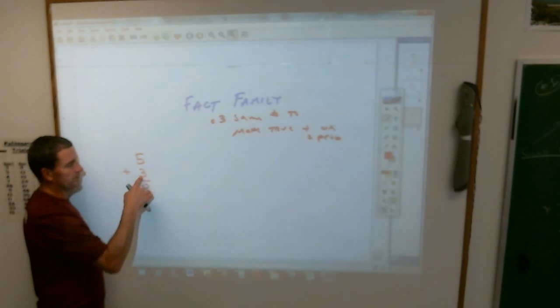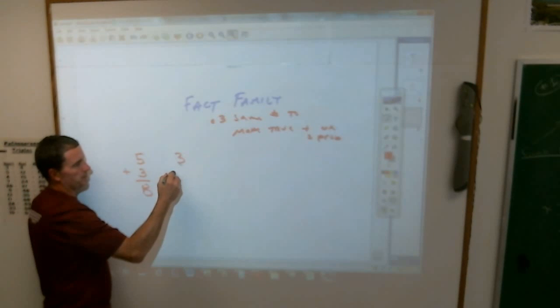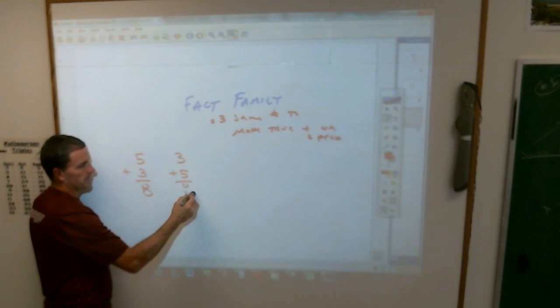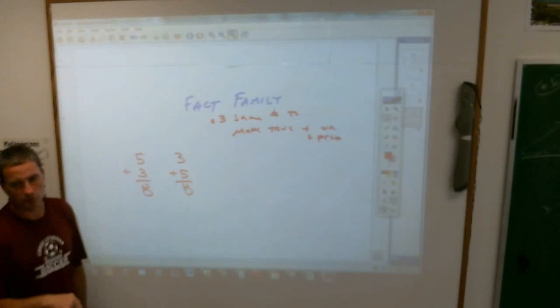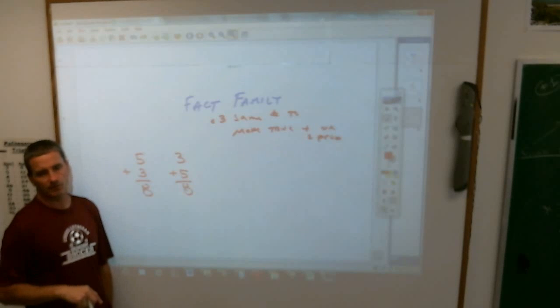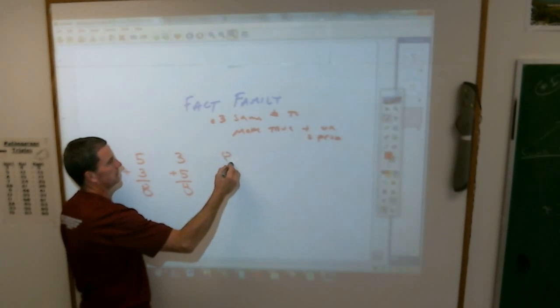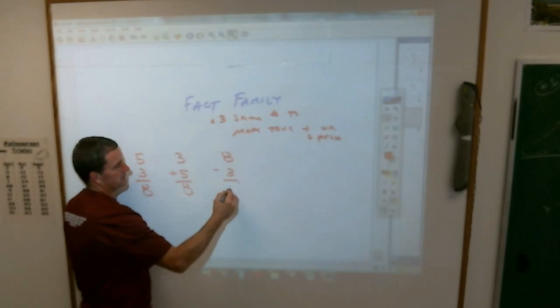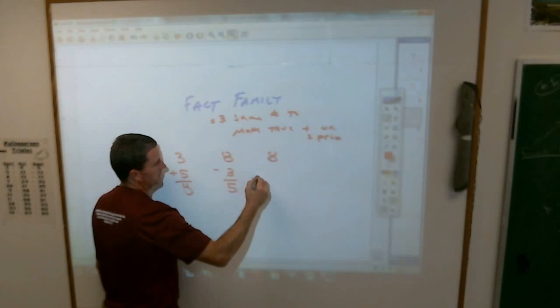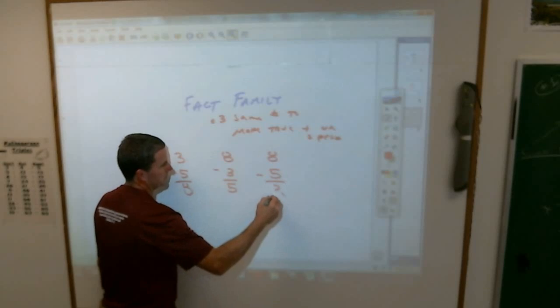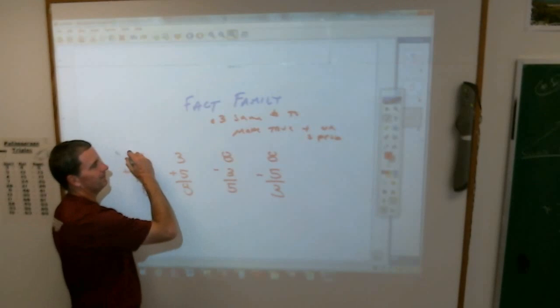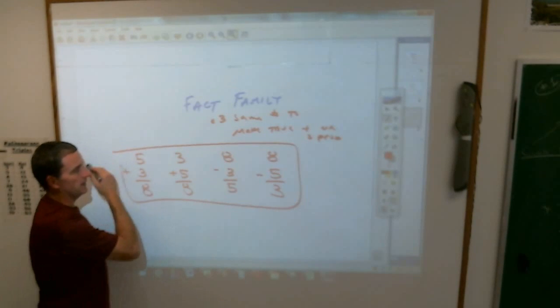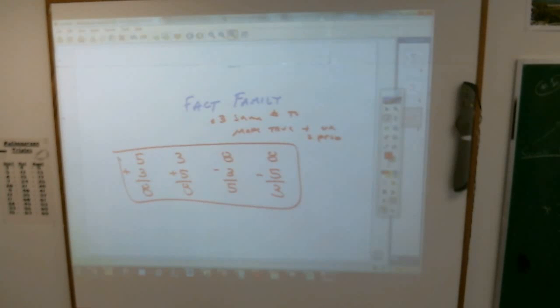For example, not only is 5 plus 3 8, but 3 plus 5 is 8. I can make 2 addition and 2 subtraction facts. What are the 2 subtraction facts? Well, either 8 minus 5 equals 3 or 8 minus 3 equals 5. Right. And these are what we call a big fact family. And the nice thing about that is once you know numbers go together, then you already know a whole bunch of facts without a whole lot of thinking.